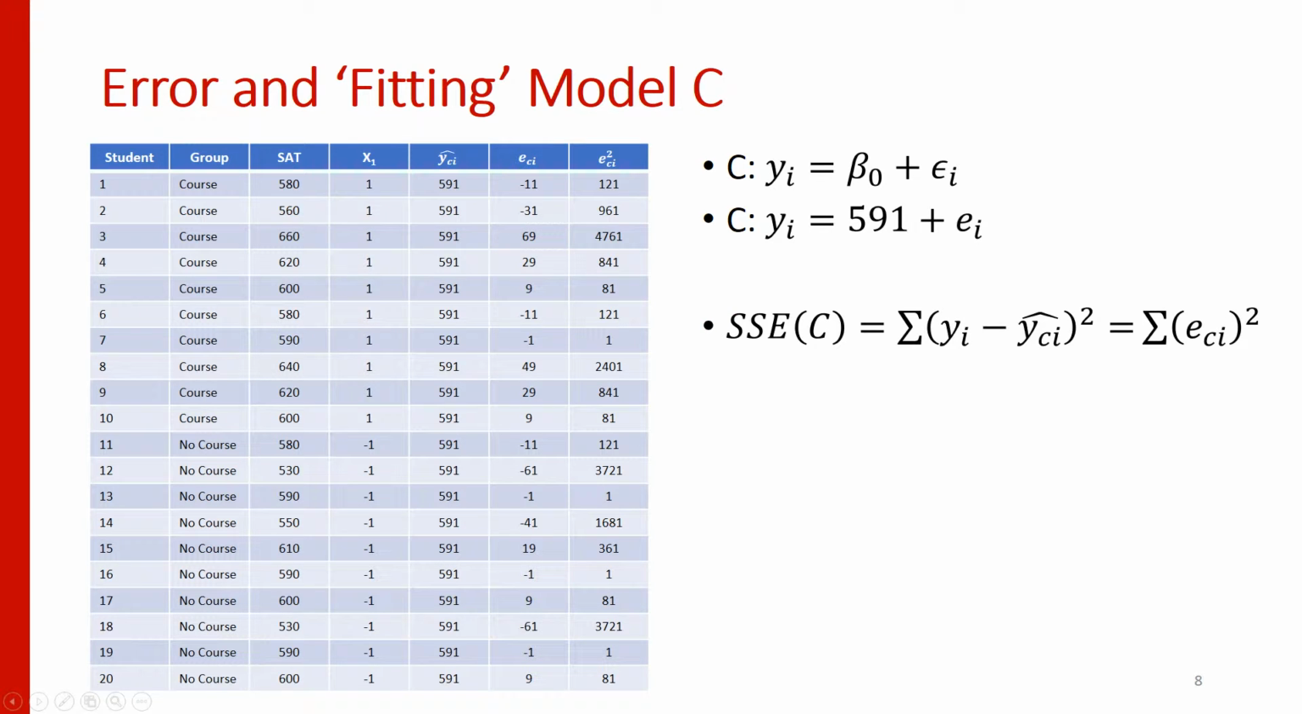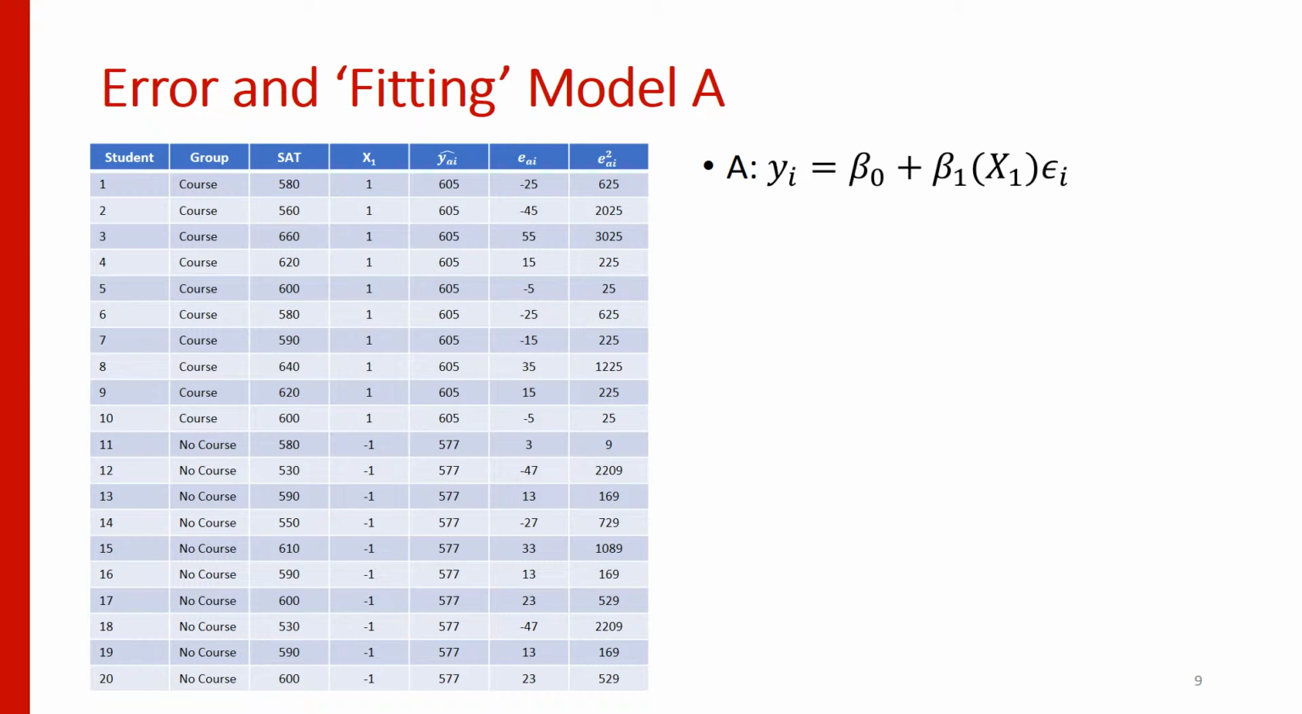Now, in order to calculate the sum of squared errors for model C, we take the difference between each person's SAT scores and our model's prediction, and we get an error score. So here we get a column of error scores. We can then square those, and we're then going to add all of those error scores together to ultimately end up with the sum of squared errors for model C, which in this case happens to be 19,980.